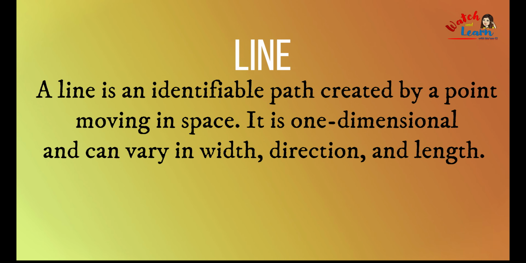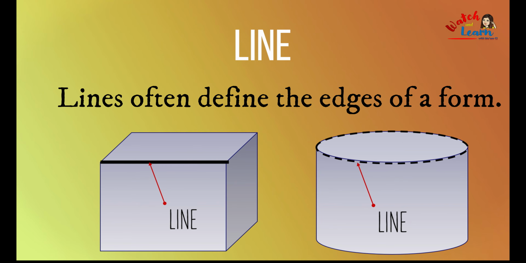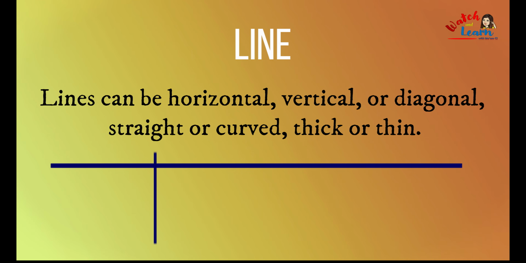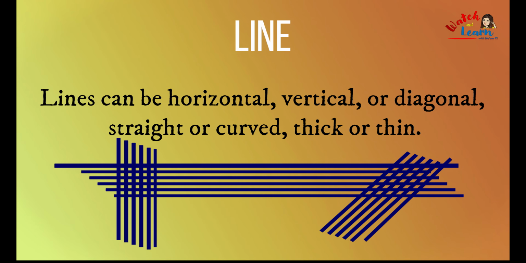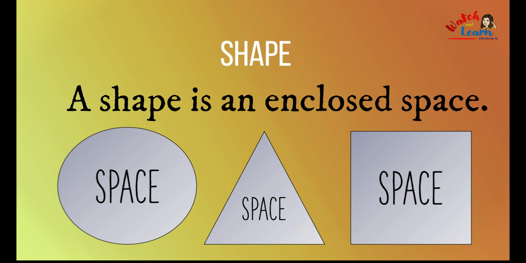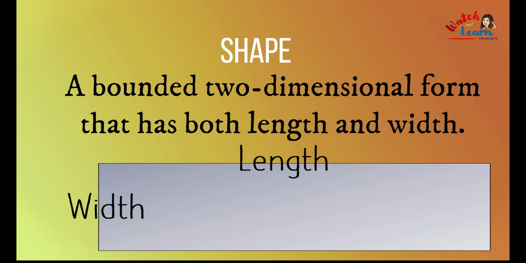A line is an identifiable path created by a point moving in space. It is one-dimensional and can vary in width, direction, and length. Lines often define the edges of a form. Lines can be horizontal, vertical, or diagonal, straight or curved, thick or thin. A shape is an enclosed space. A bounded two-dimensional form that has both length and width.